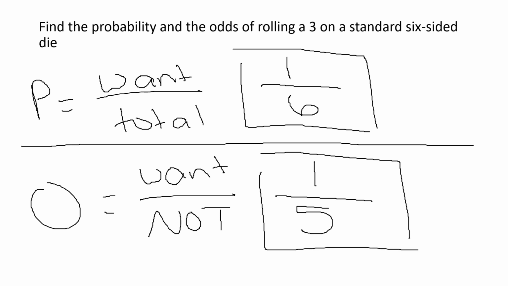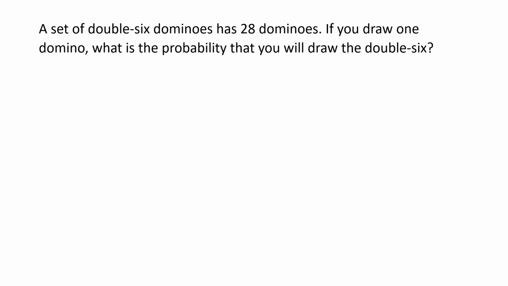The probability is 1 out of 6. So just remember, probability is what you want over the total outcome. The odds are what you want over what you do not want. Let's work through a couple of examples together.